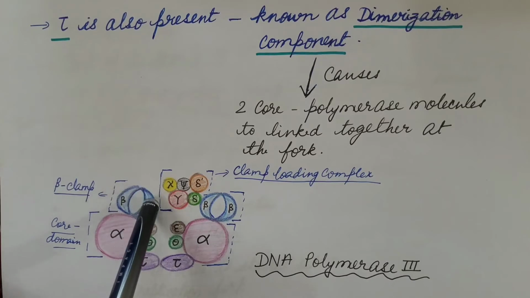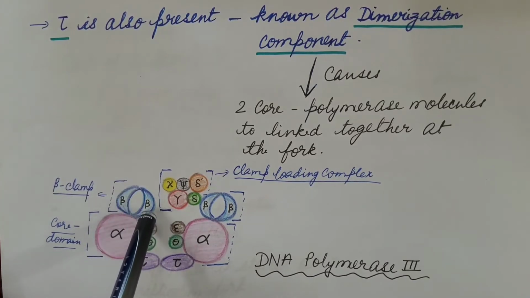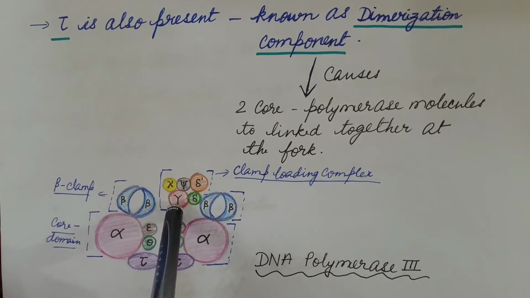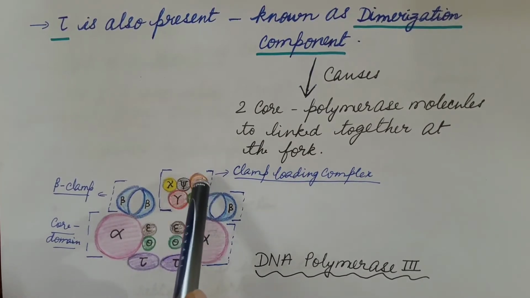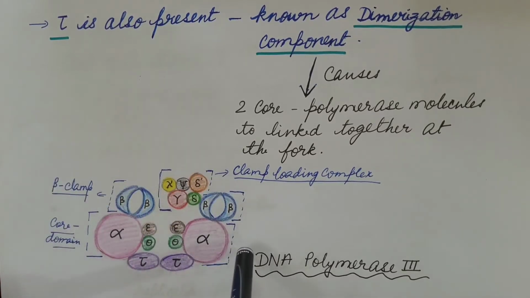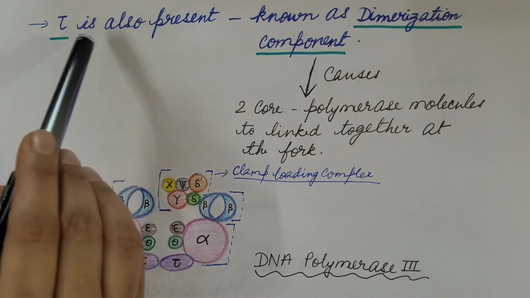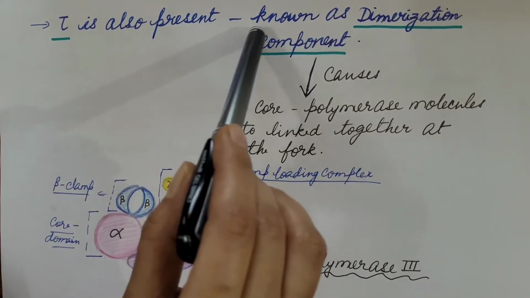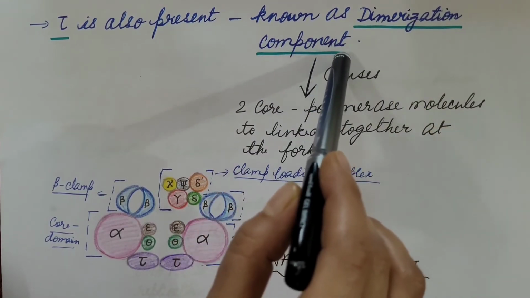This is the beta clamp, which consists of a dimer of beta subunits. This is the clamp loading complex, which consists of gamma, delta, delta dash, psi and xi subunits. In addition to these three parts, the tau subunit is also present. It is present as a dimer. It is known as the dimerization component.